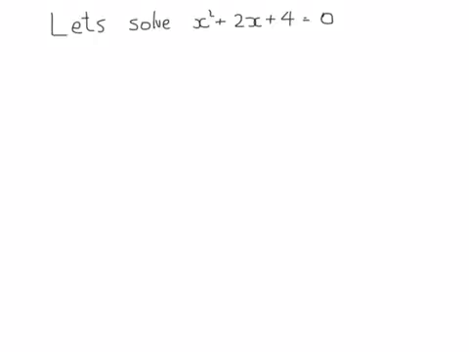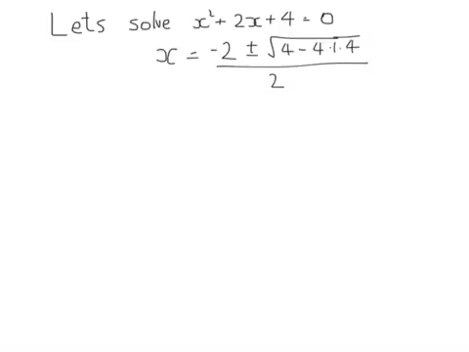Let's say we want to solve a quadratic equation: x squared plus 2x plus 4 equals 0. Now, if we use the quadratic formula, x equals minus b plus or minus the square root of b squared minus 4 times a times c, all over 2a. Simplifying that, we get minus 2 plus or minus the square root of minus 12, all over 2.